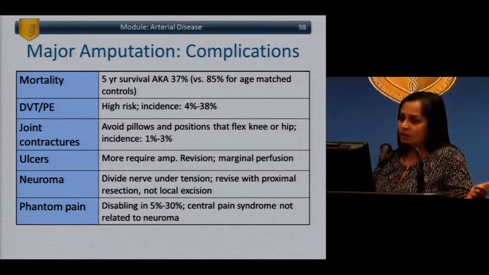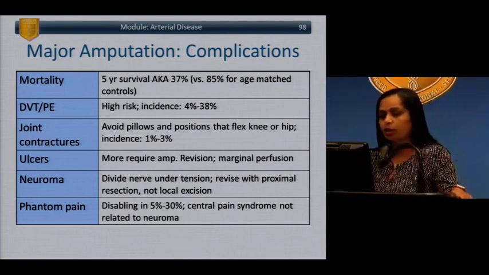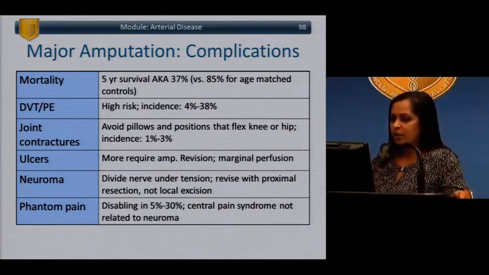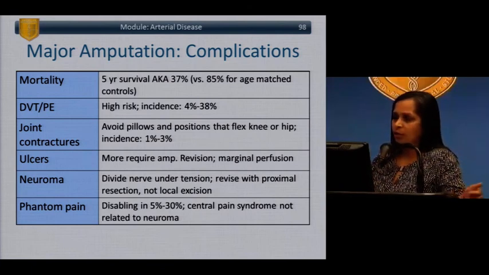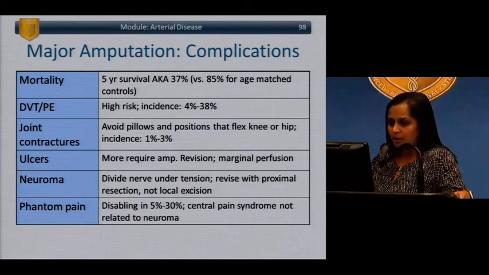A higher risk of DVT and PE. Joint contractures tend to occur after amputations because people don't use or move their limbs. And then ulcerations can occur related to either pressure or marginal perfusion. Neuromas are another complication of amputations that can occur and result in significant localized pain. And then phantom pain is a significant problem in some patients. It's a central pain syndrome.